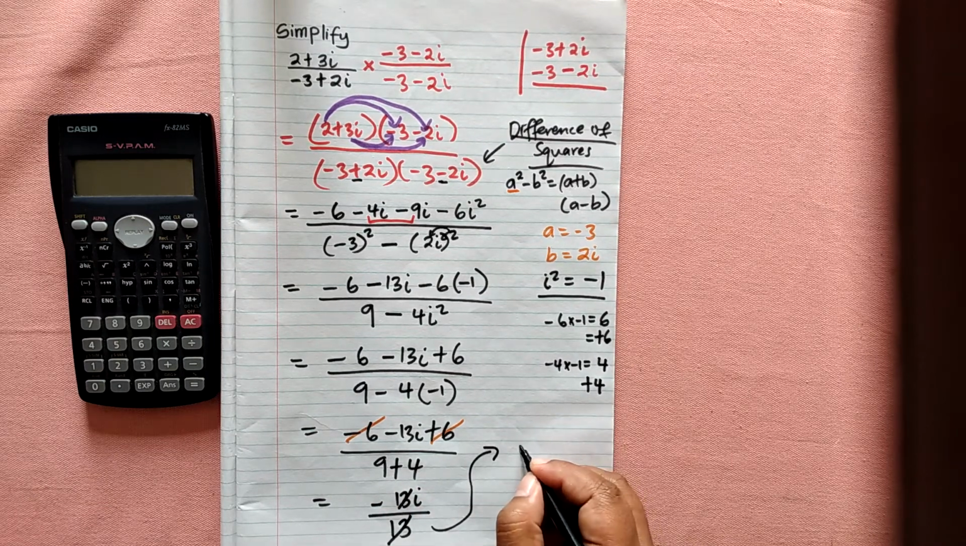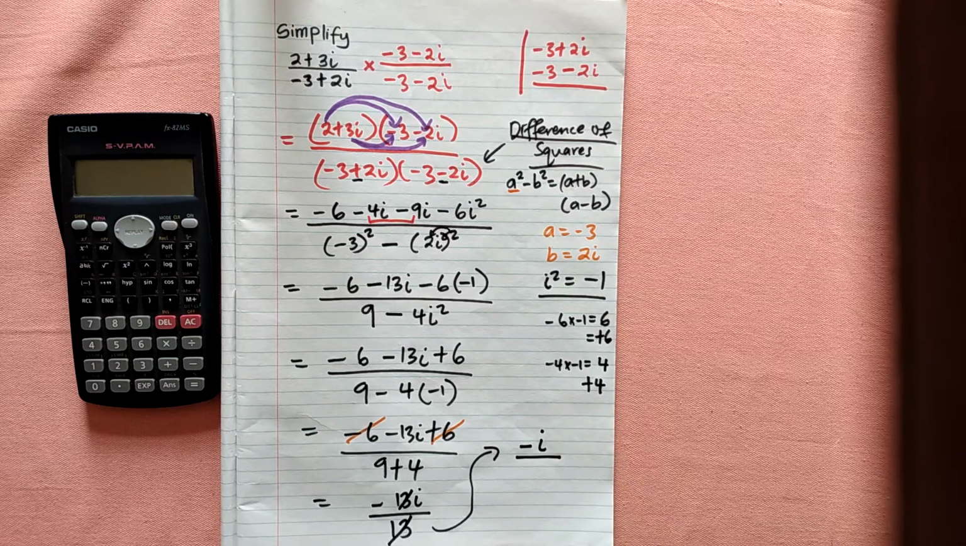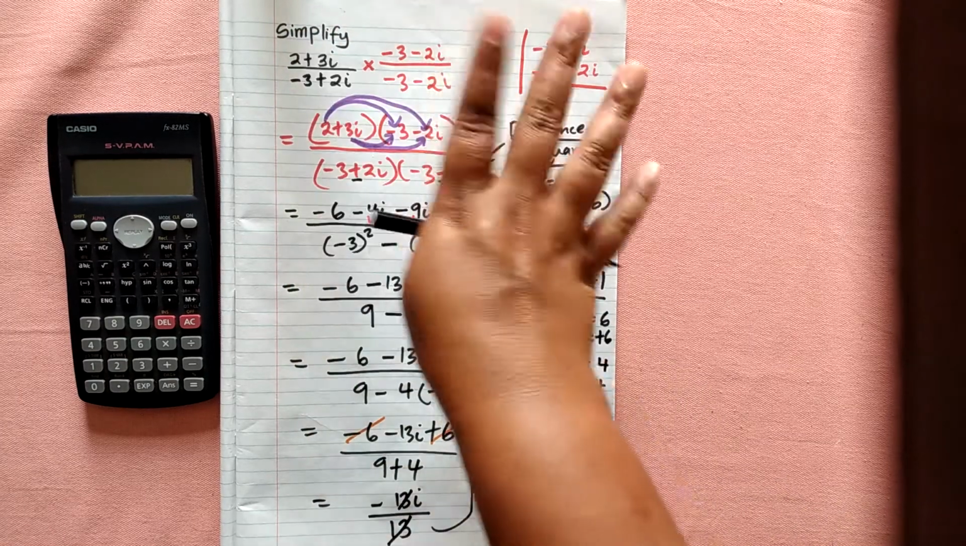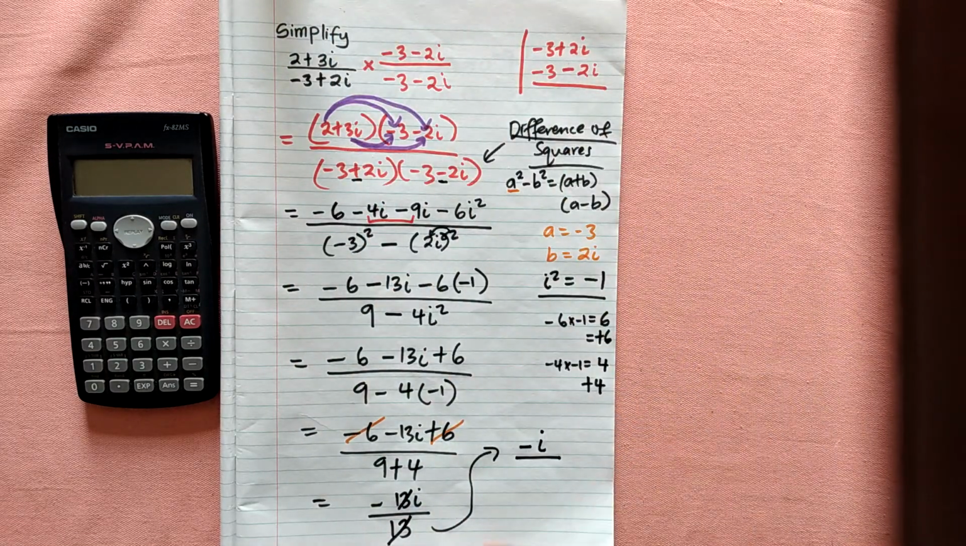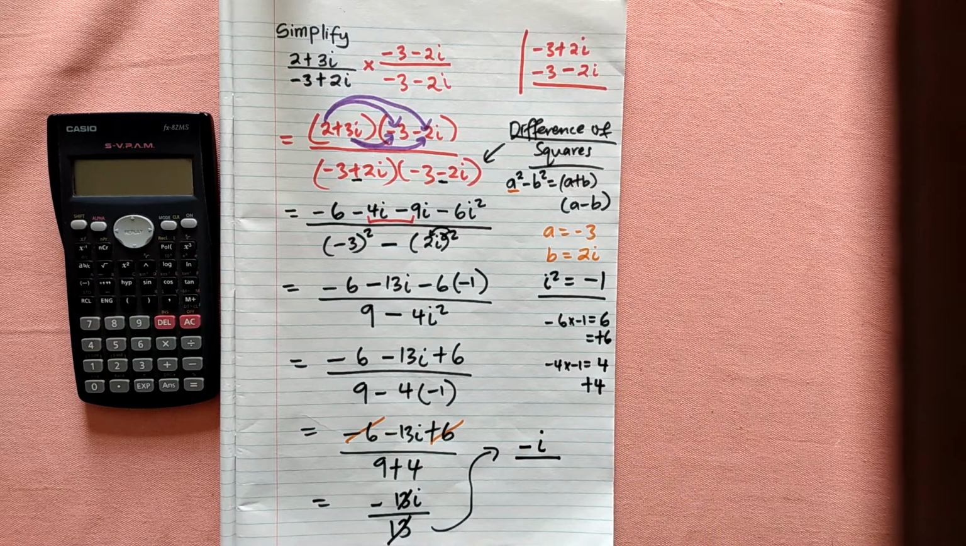So that means our solution for this question is just negative i, and we have simplified it from 2 real parts, 2 imaginary parts, to just 1 imaginary part as our final answer. So that means we have simplified this question.